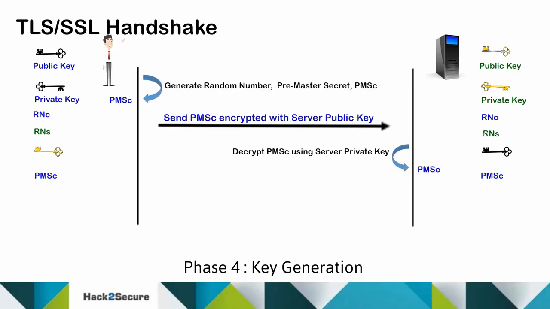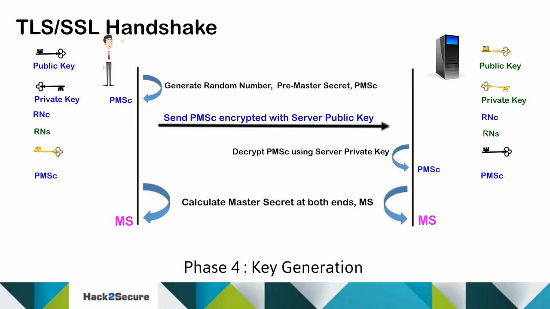At the end of this communication, both client and server sides have the same ingredients: random numbers, pre-master secret, and server public certificate. All these are put into an algorithm and, using negotiated attributes, both sides generate the same master secret. This master secret will act as a symmetric key and will be used as the encryption key in further communication.